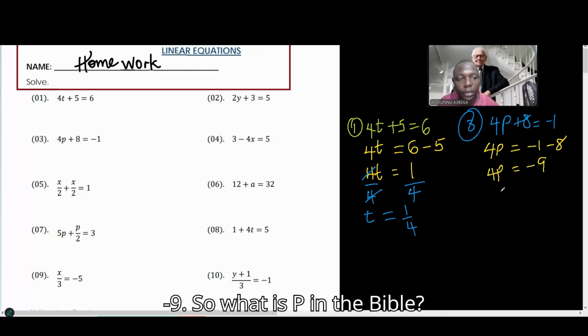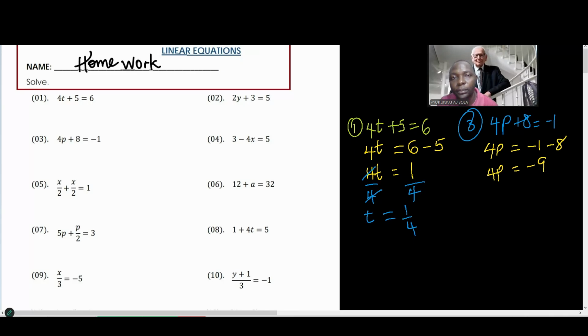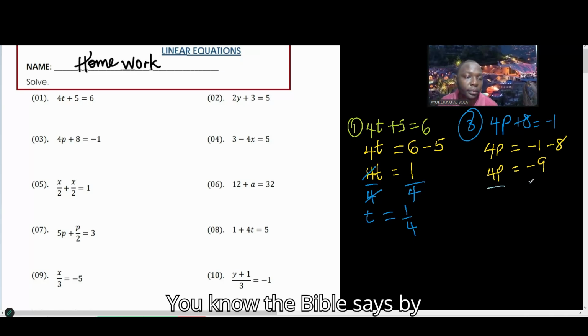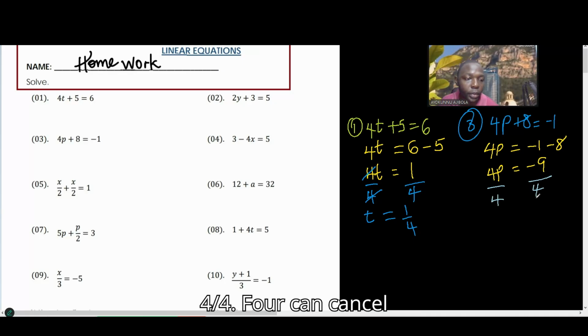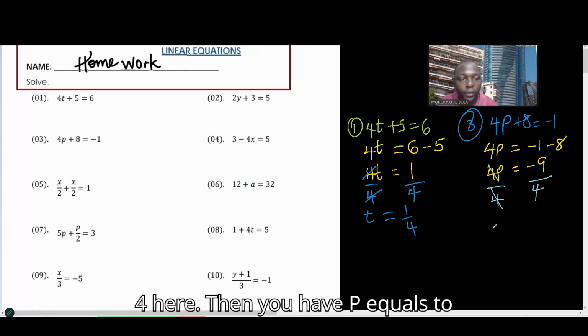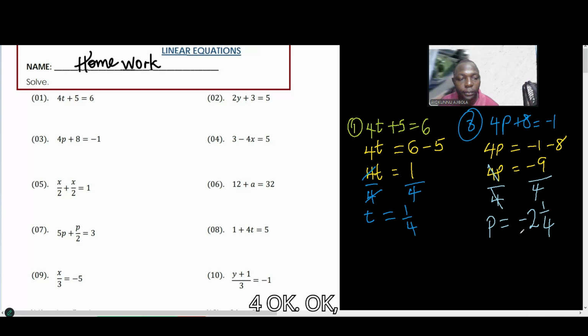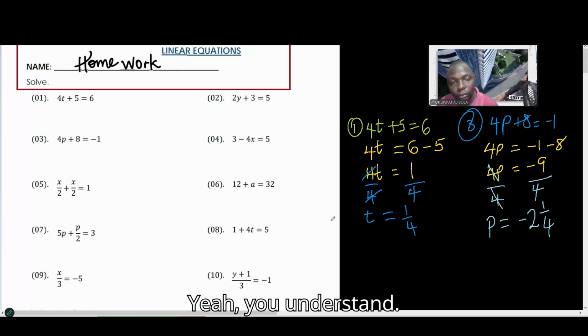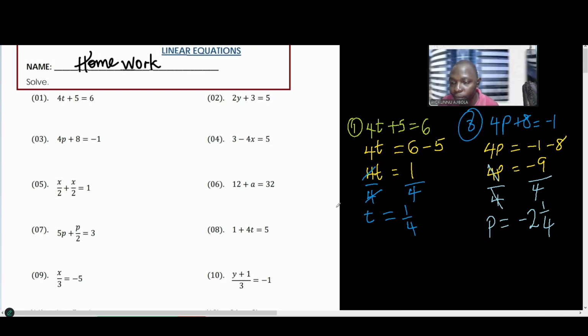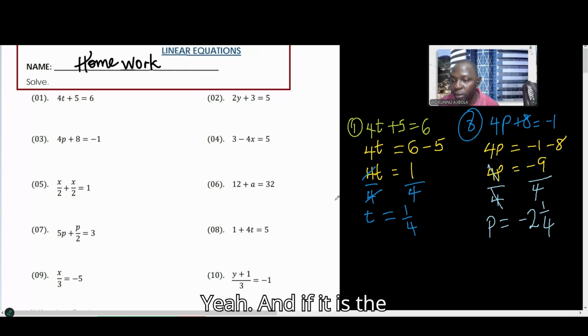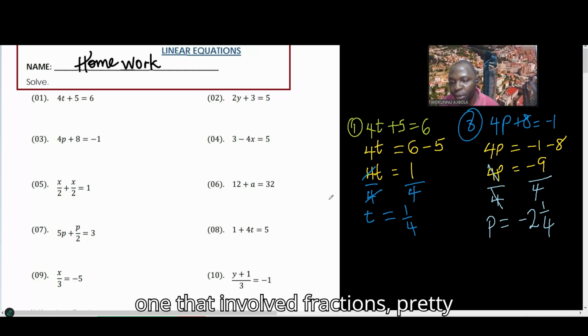So what is p? You divide both sides by what? You divide both sides by 4. So that 4 can cancel 4 here. Then you have p equals minus 9 over 4, which is minus 2 whole number 1 over 4, okay? You understand? And if it is the one that involves fractions, it's pretty simple.